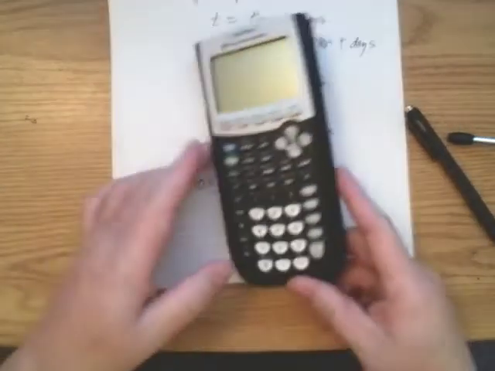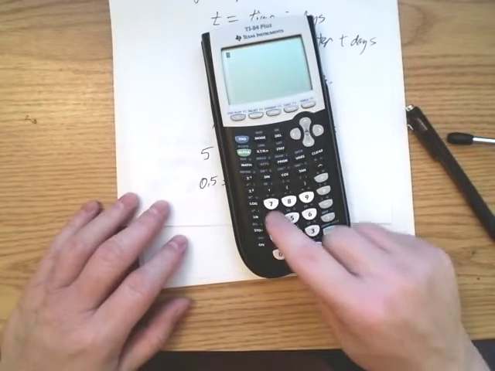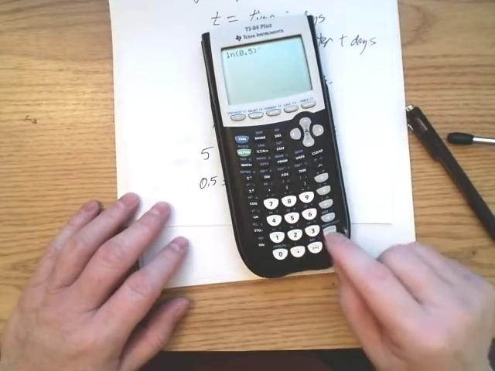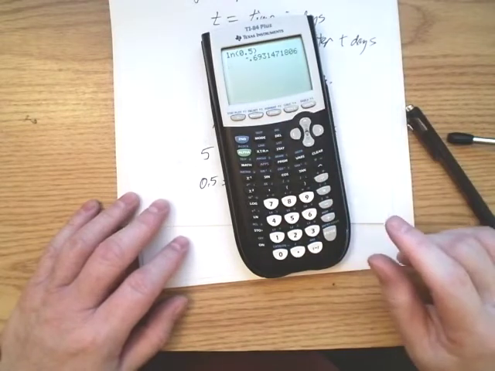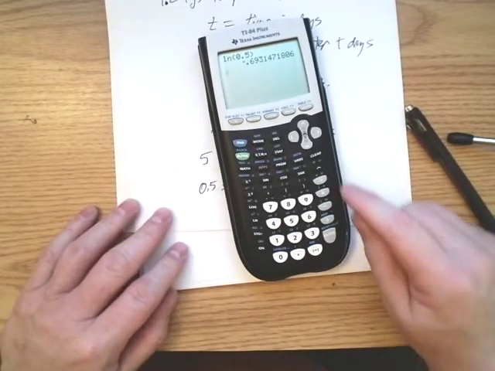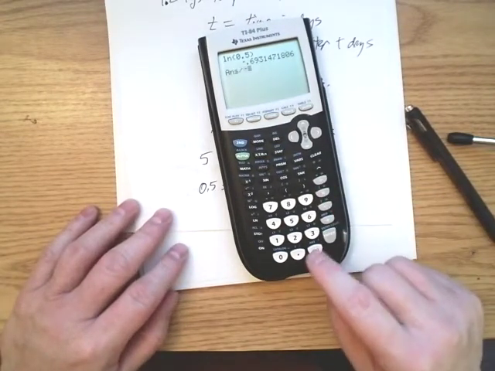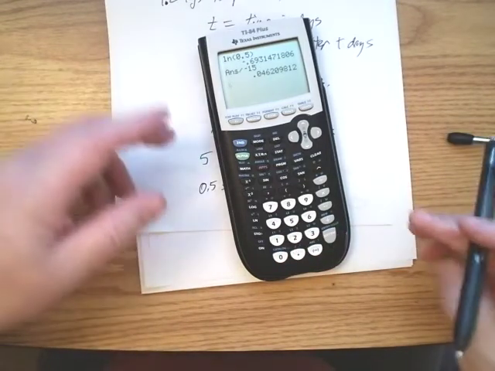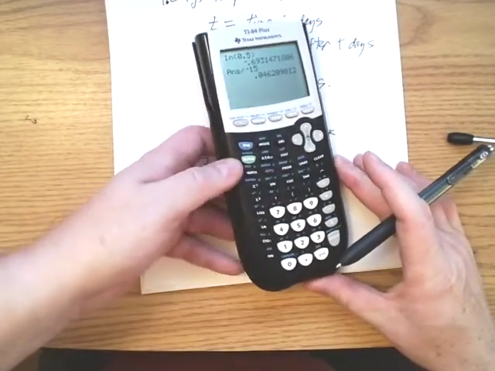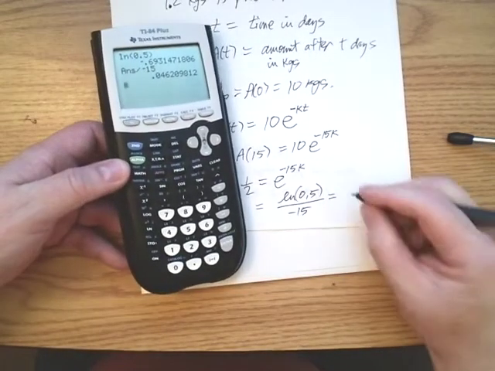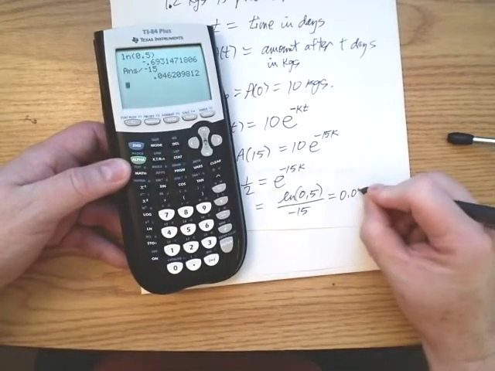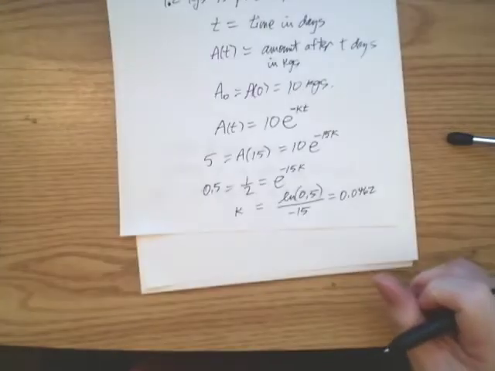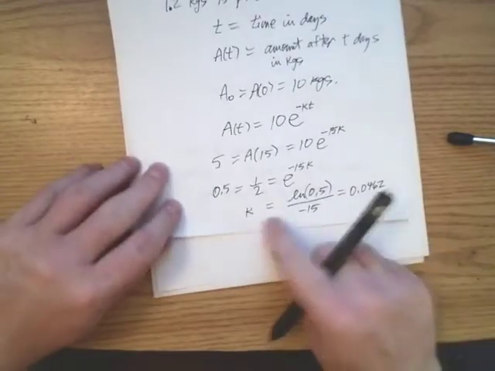Let's do that. Let's see that. I'm actually going to put that number in there so you can see it. 0.5. See, it is a negative number, negative 0.693. Then I'm going to divide that by negative 15, and I get 0.0462 to 4 decimal places. So that's our k.